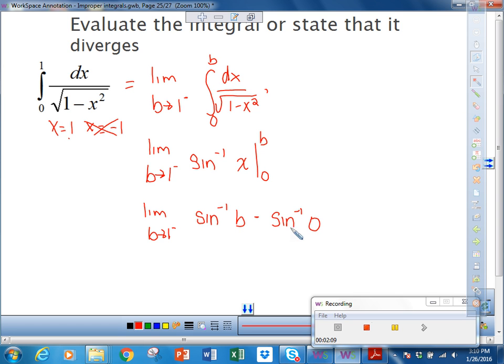Now, I can do a direct substitution. If I substitute in 1 from the left for b, I get sine inverse of 1 minus sine inverse of 0. And sine inverse of 1 is pi over 2. Sine inverse of 0 is 0. So my final answer is pi over 2.